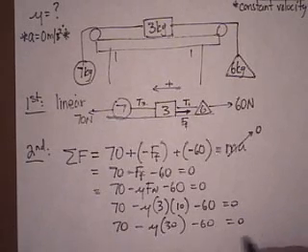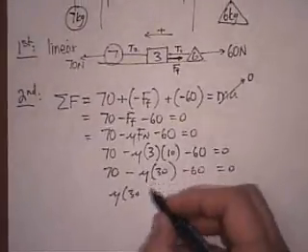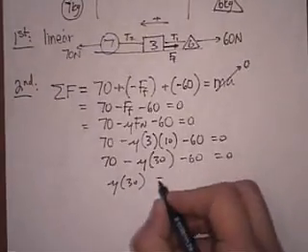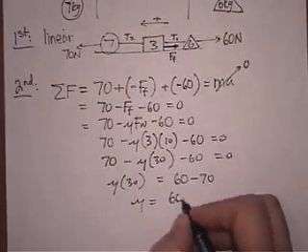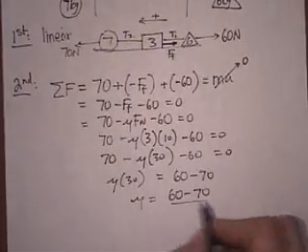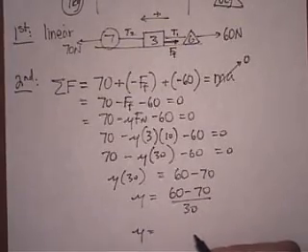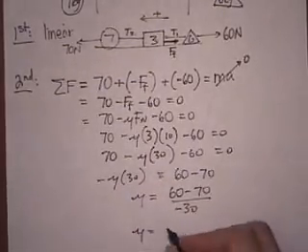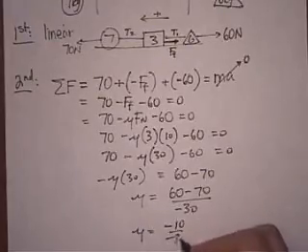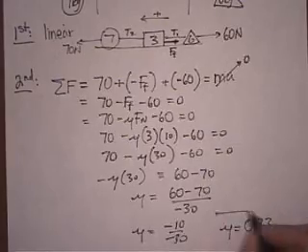I'm going to bring over the 60. So mu times 30 is going to be equal to 60 minus 70. So mu equals 60 minus 70 over 30. That means you're going to end up with minus 10 over minus 30, because this is minus right here. So your mu value is going to be 0.33.